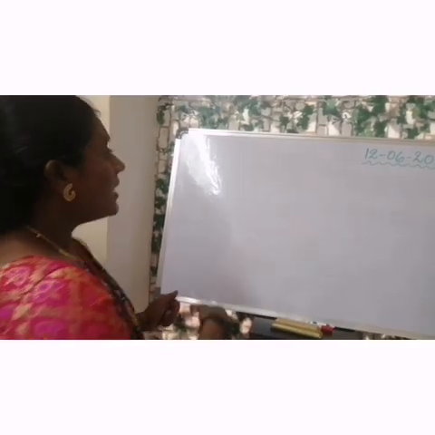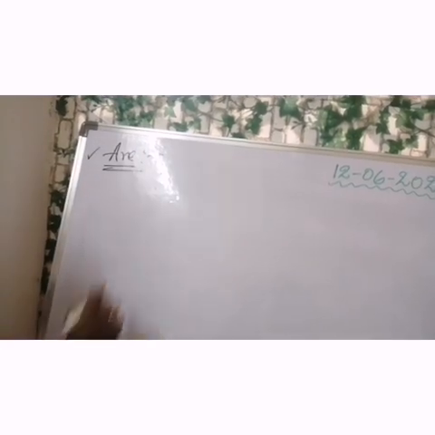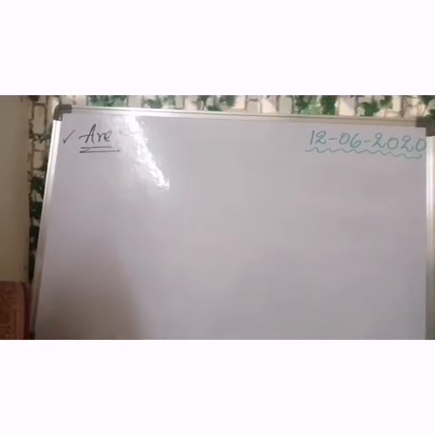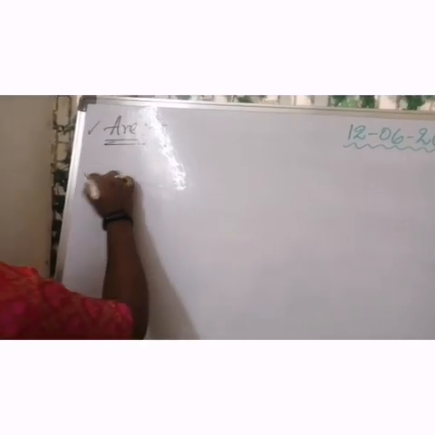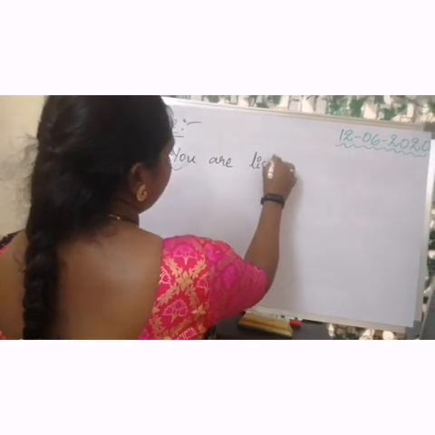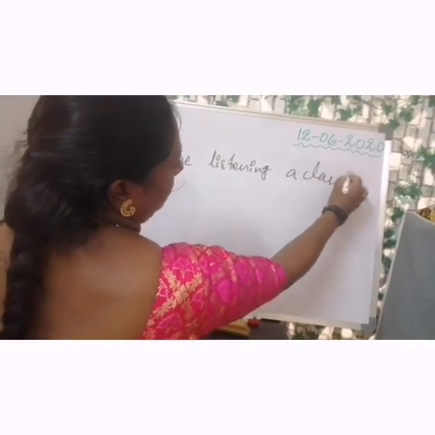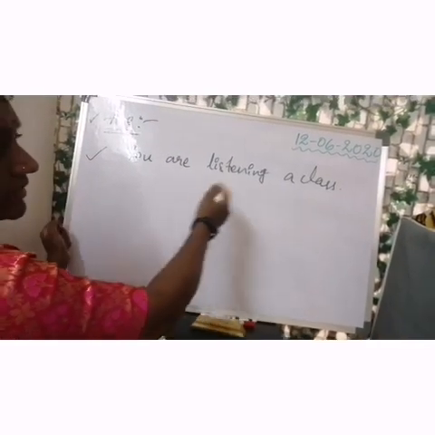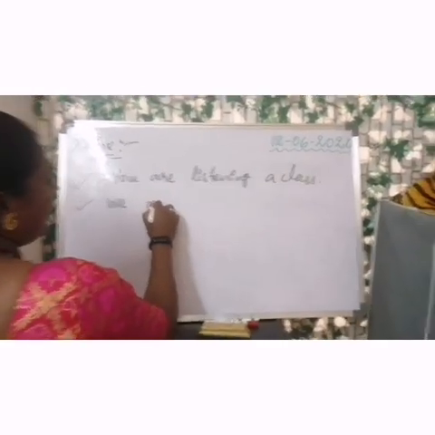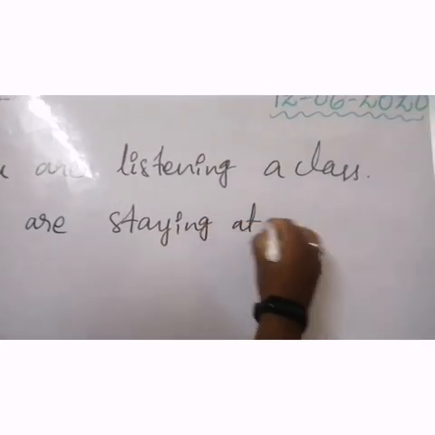Okay, and here some more examples with are. So already I have told you that are will be used with we, you, they. Okay, so let's have some examples. For example, you are listening to a class. You are listening to a class. Okay, and we are staying at home.